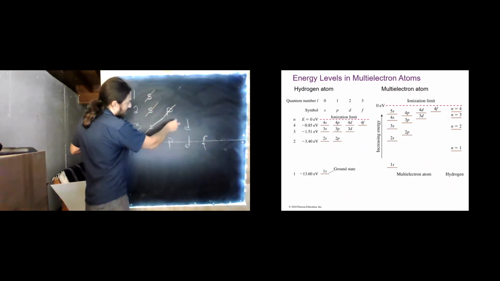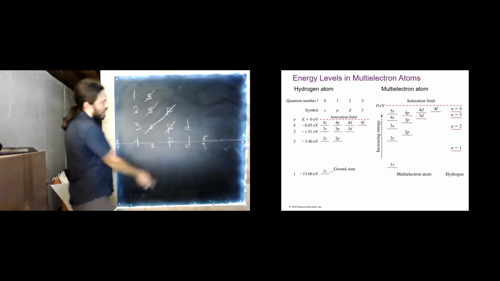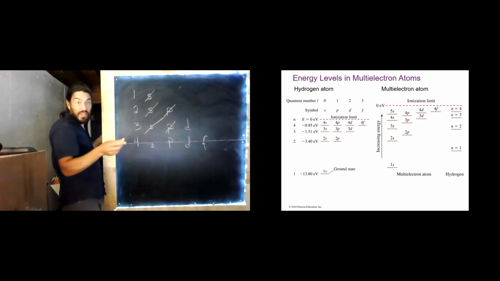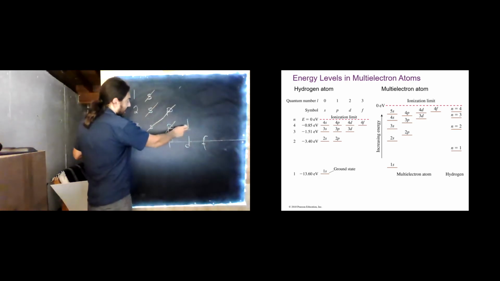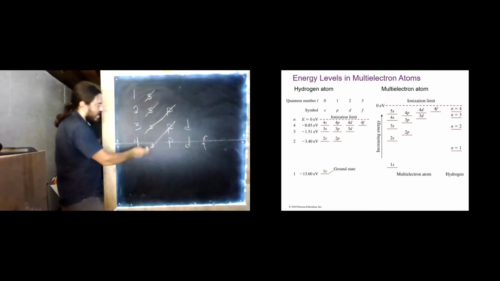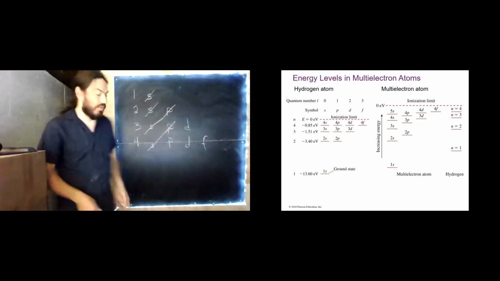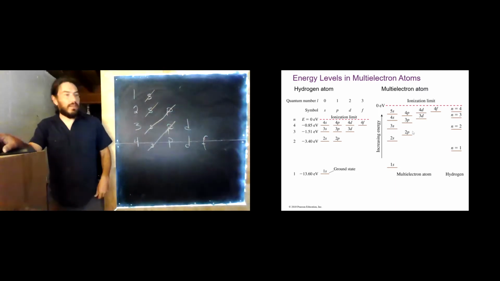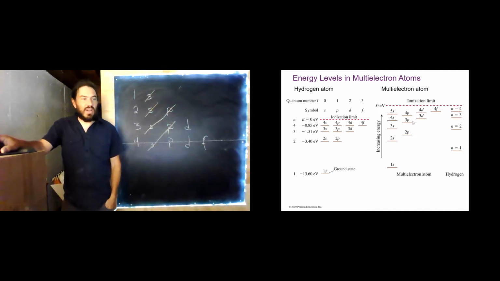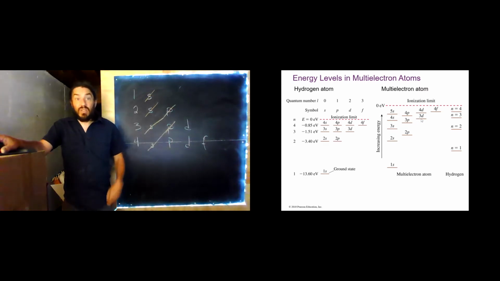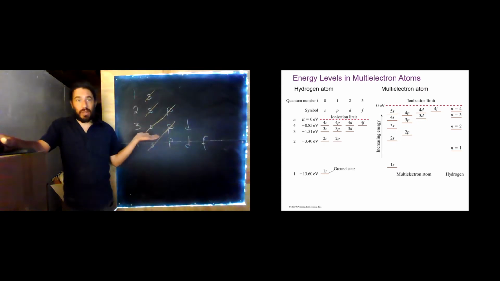We go to the 3p, but guess what? We don't fill up after the 3p. For carbon, we don't go to the 3d, we go to the 4s. Why? Because the 4s is at a slightly lower energy than the 3d. And we see that here. The 4s is actually lower energy than the 3d. So now we know why this pattern works.